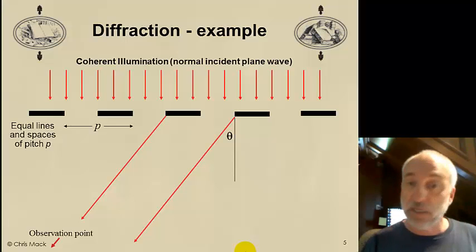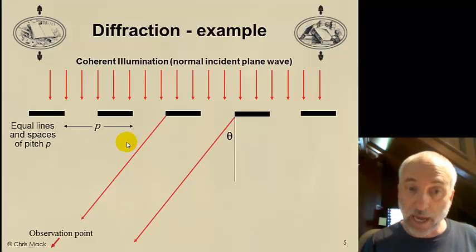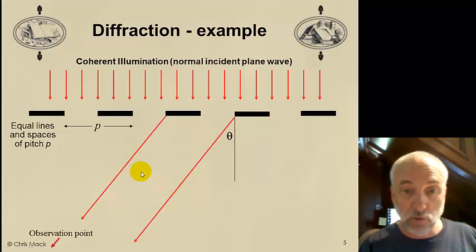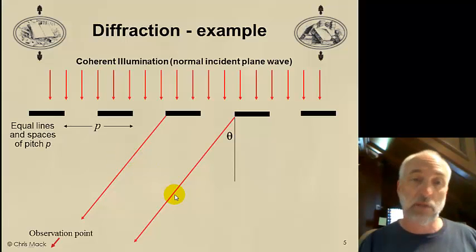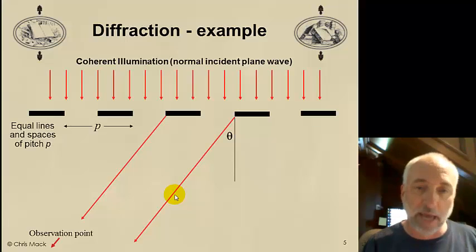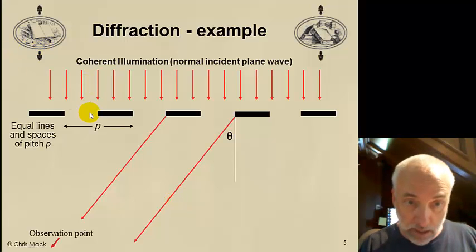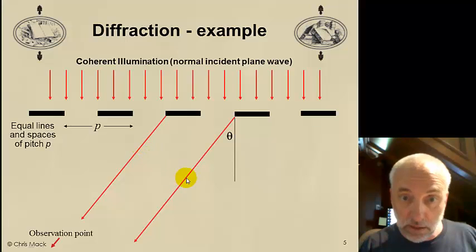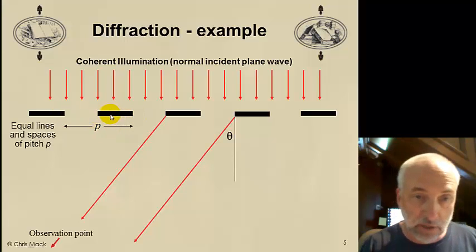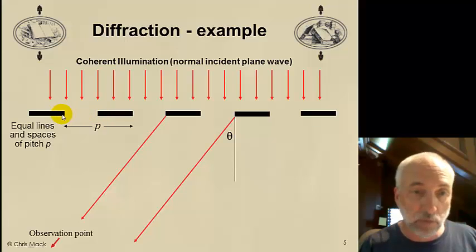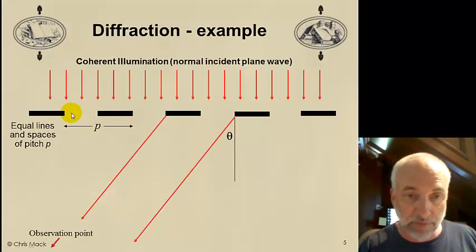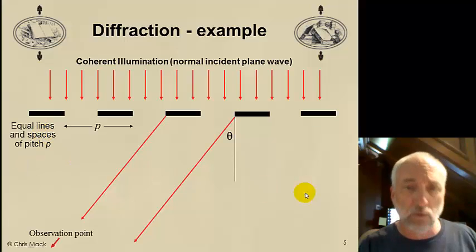If my observation point is a long ways away, I can approximate these two rays of light as being parallel. And that will be the equivalent of making the far field approximation, or the Fraunhofer approximation. I'm far enough away compared to the pitch P that these two rays can be thought of as being parallel. Now remember, the pitch P is the sum of the line width and the space width. So here's the line width, the opaque region, the space width, the clear region, and the pitch will be the sum of those two. I'm going to assume that I have equal lines and spaces.